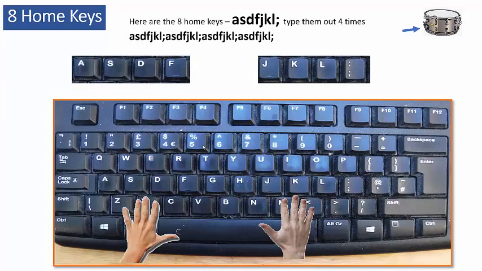So here are the 8 home keys again. A, S, D, F, J, K, L, semi. Type those out on the table 4 times, saying them as you type. A, S, D, F, J, K, L, semi.